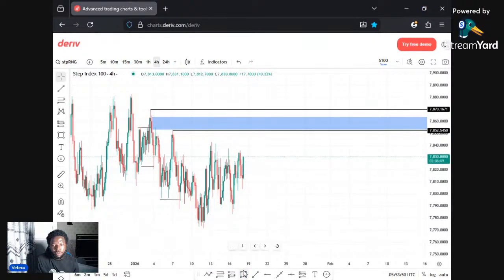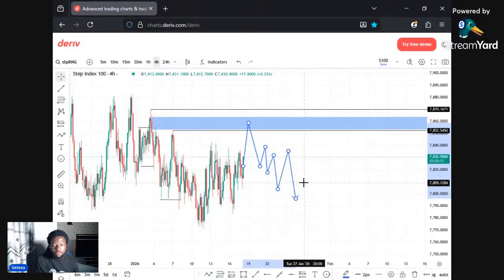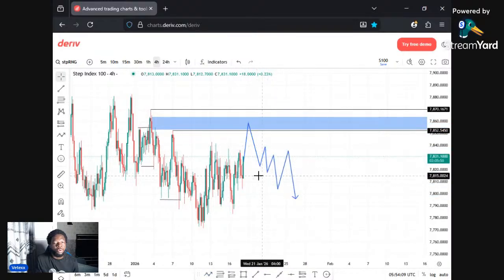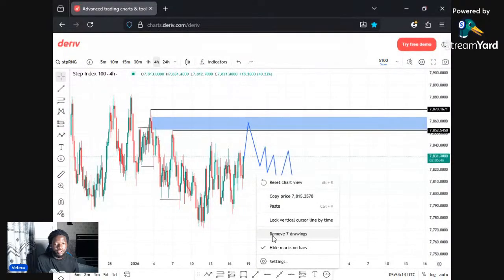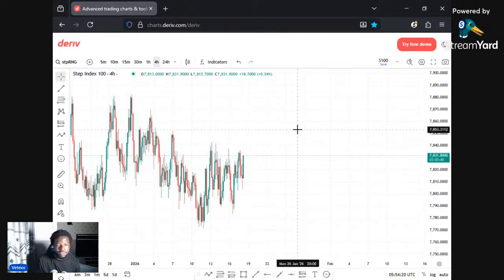So we're anticipating price to get to this zone on the 4-hour time frame, give us a continuation like this on the 15 minutes time frame, and then we'll be able to take it. So until then we'll be waiting. So that is what we're anticipating on step 100 index. Okay, so I'll be updating you guys whenever it taps into the POI and it gives continuation.